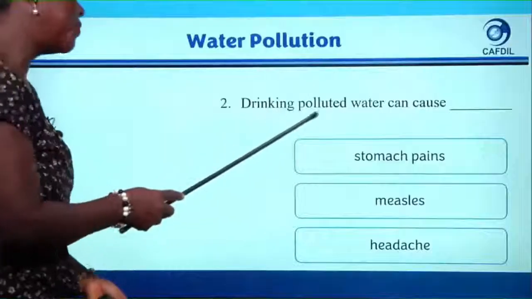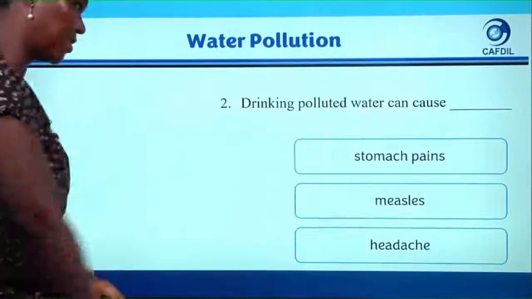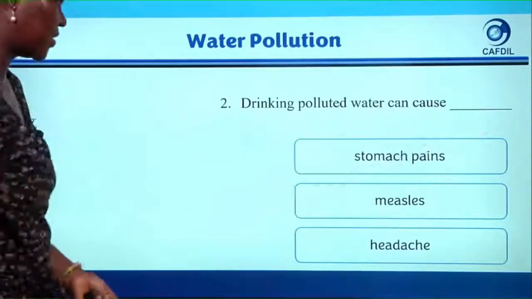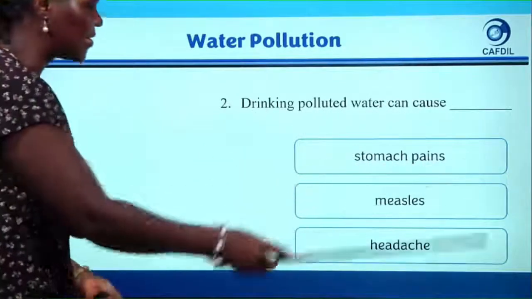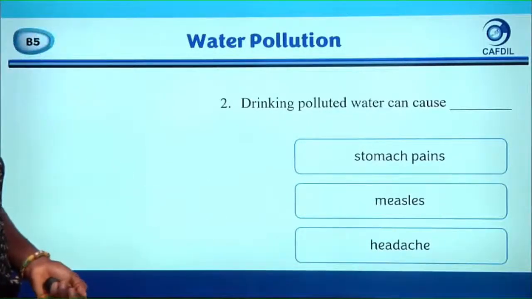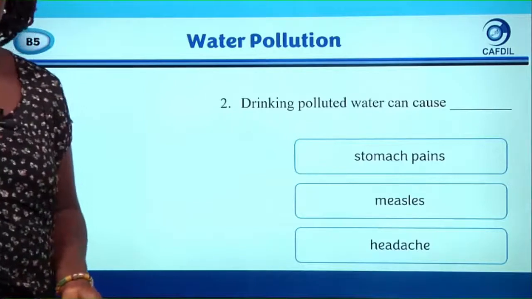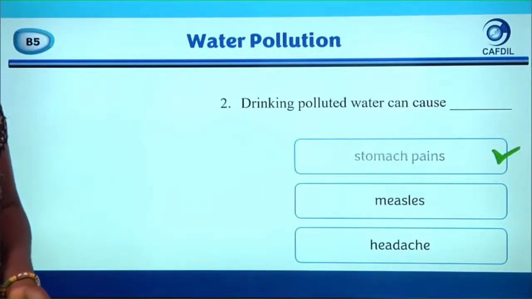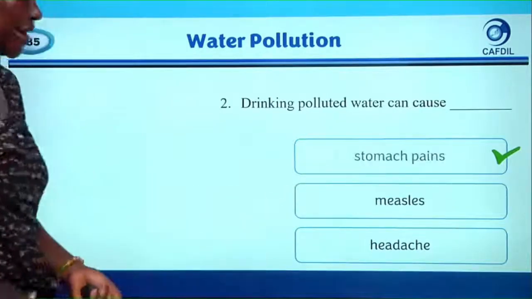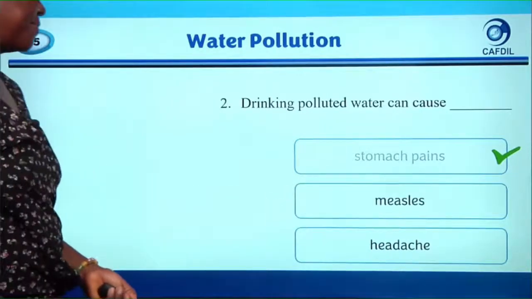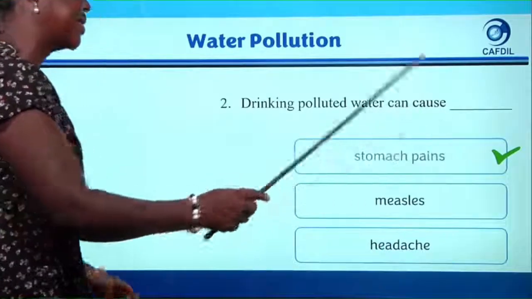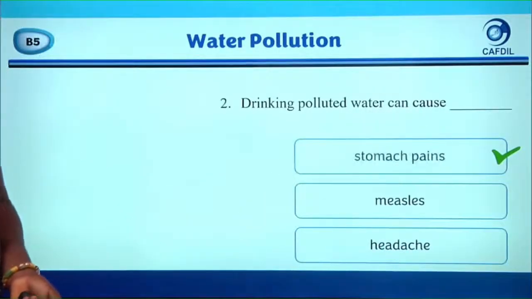Number 2, drinking polluted water can cause. We have stomach pains, measles, headache. Which one is the answer? Okay, stomach pains. The chemicals in the water can bring about stomach pains.